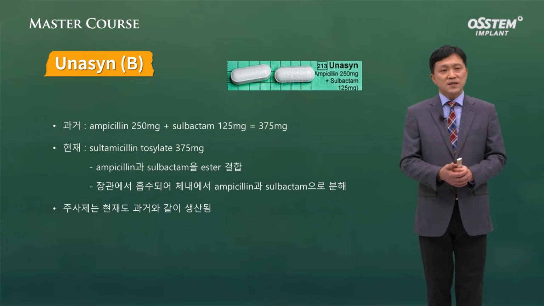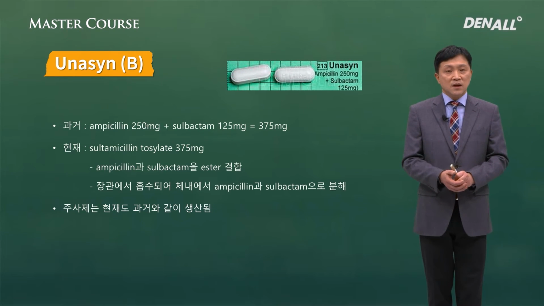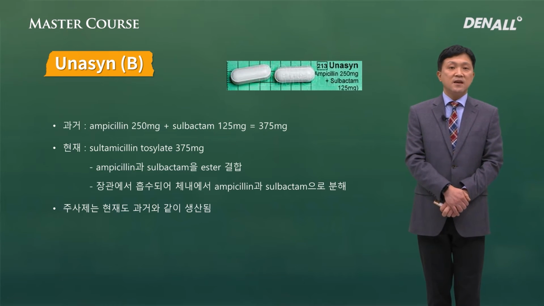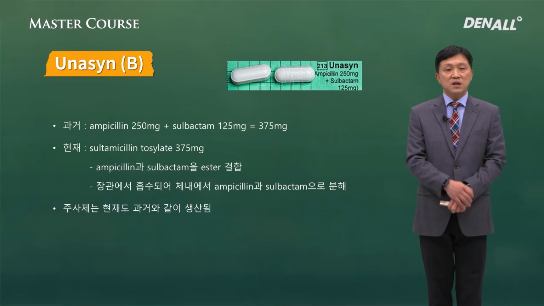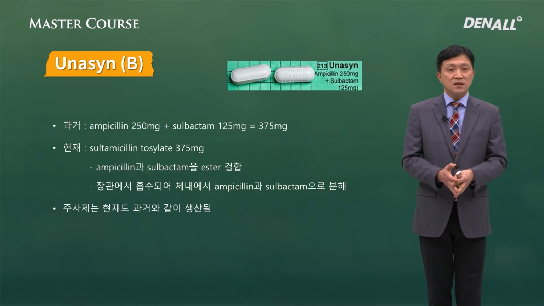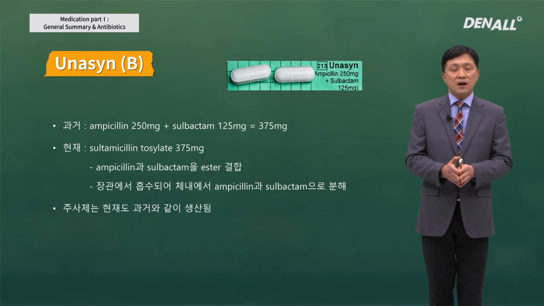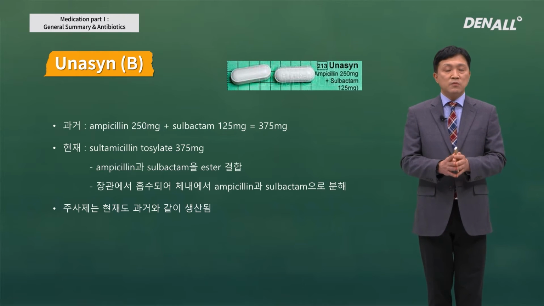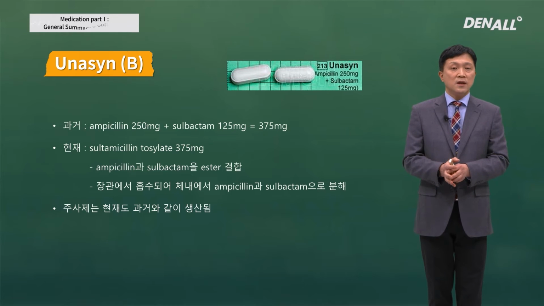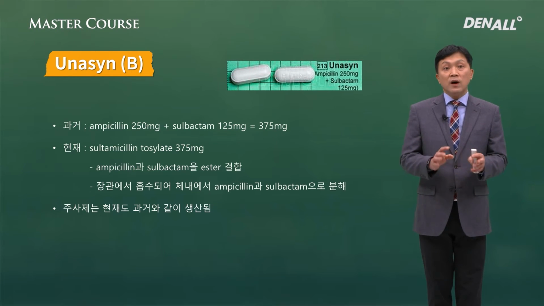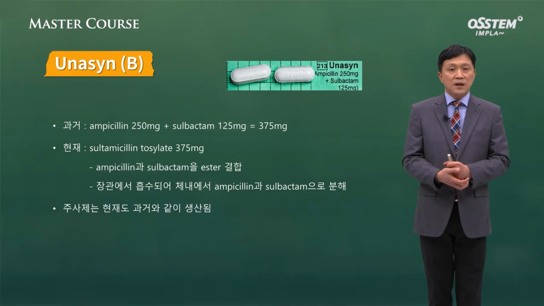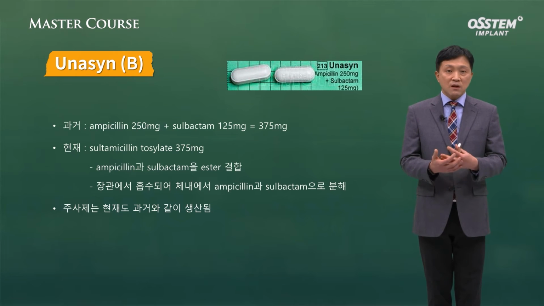Next, Unacin. Augmentin was patented by GSK, GlaxoSmith, and the patent was expired a long time ago. There are many generic drugs. Unacin has similar efficacy and made by Pfizer. The patent was expired too, and there are many generic products. And they have similar efficacy.